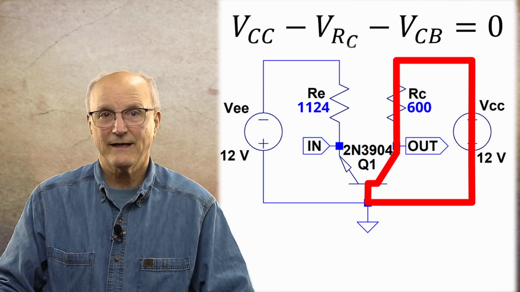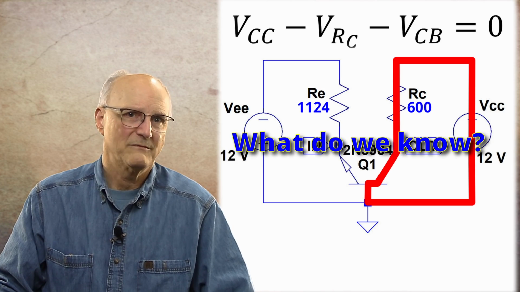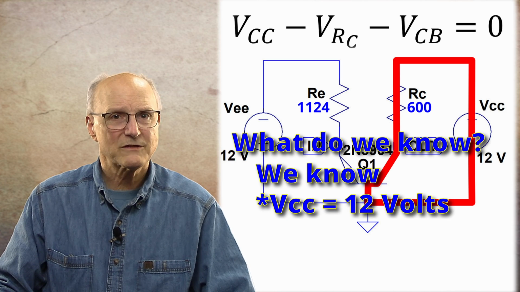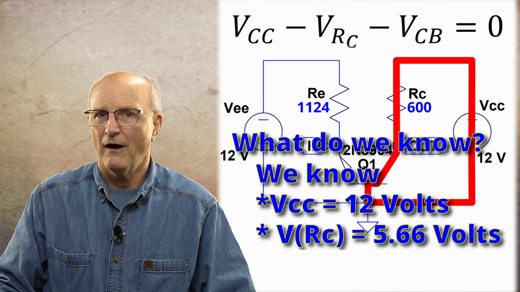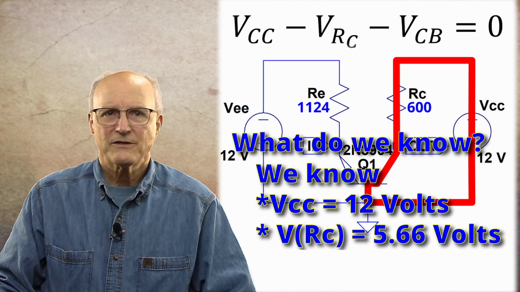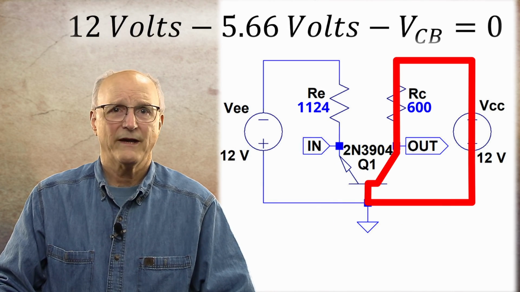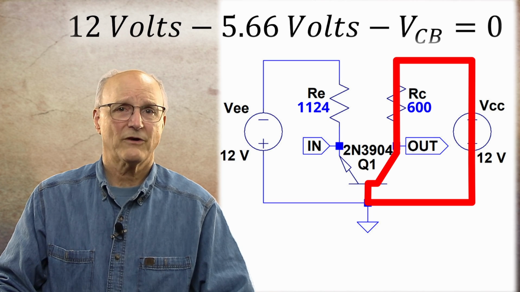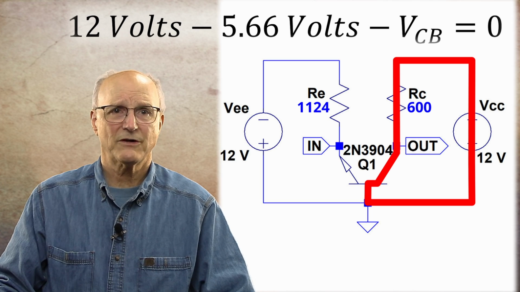Now we get to go back one more step where we started with the Kirchhoff's voltage law equation to finally calculate the collector voltage. What do we know? We know the power supply voltage, VCC, is 12 volts, and the voltage across the collector resistor, VRC, is 5.66 volts. Substituting these values in our equation, we get 12 volts minus 5.66 volts minus the voltage across the collector base junction, VCB, is equal to 0.